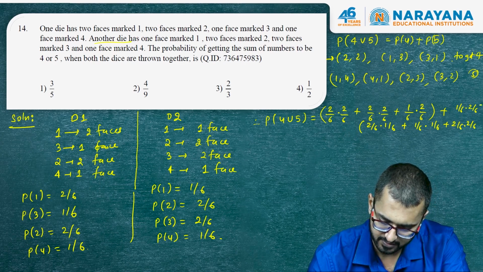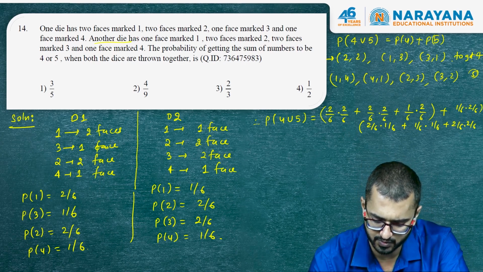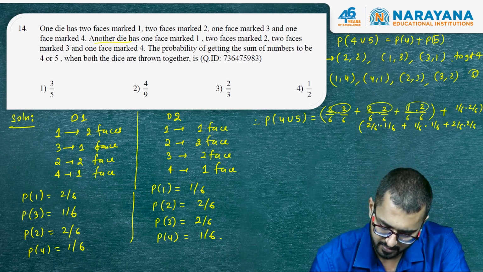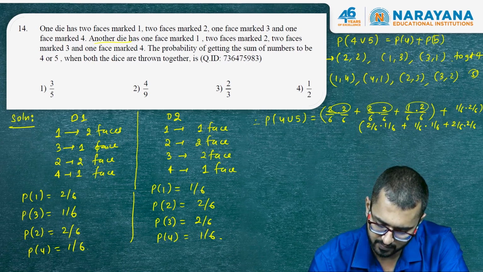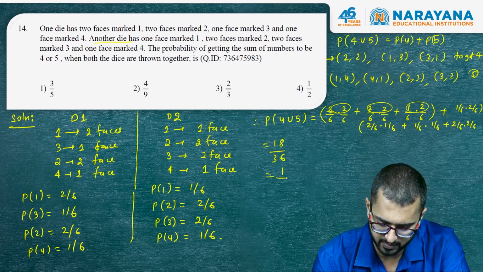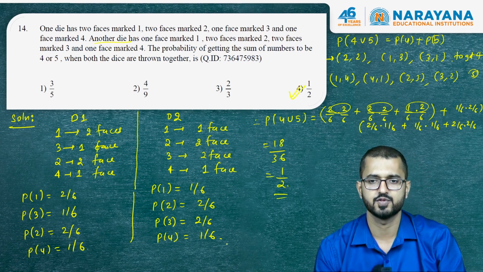So we just now have to add all of them. So total addition is the answer. So that gives me 2 into 2, 4, plus 4, 8, plus 2, 10, plus 2, 12, plus 4, 14, plus 1, 16, plus 2, 18. So we get here total 18 by 36, which will give me half. So here answer half will be correct. That means option 4 is the correct answer.